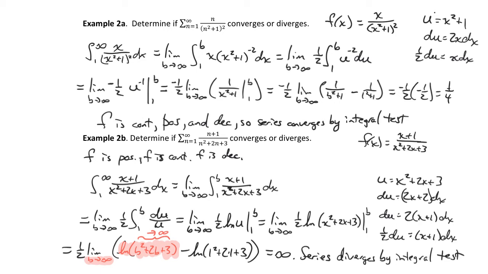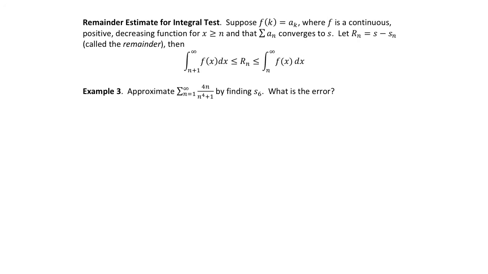You won't see it a whole lot in some of the things you do later on, but it is important. Okay, we have something that's called the remainder estimate for the integral test. Suppose we have a function f of k equal to a sub k, so the terms of my sequence match the function at the whole numbers, where all the conditions of the integral test are met. The function is continuous, positive, and decreasing when x is at least some number m.